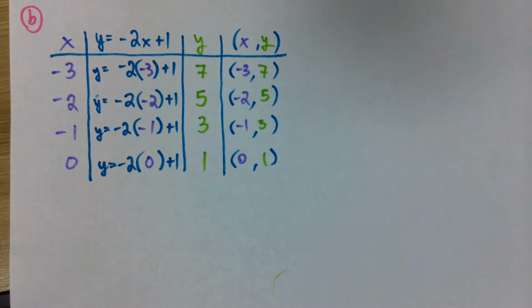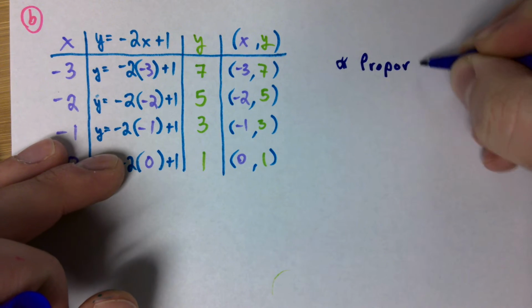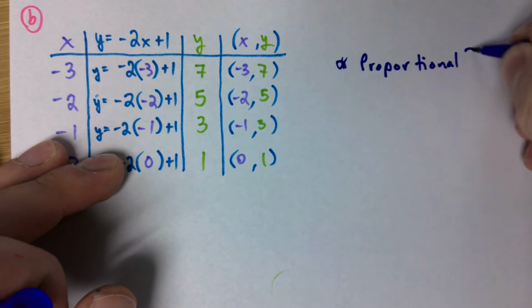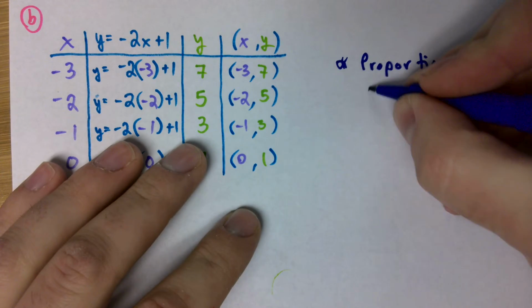All right, our table is complete now. Is it proportional? What do you guys think? Thumbs up, it is proportional. Thumbs down, it is not proportional, or non-proportional as we call it. Good, okay, there's our thumbs down. This is non-proportional.